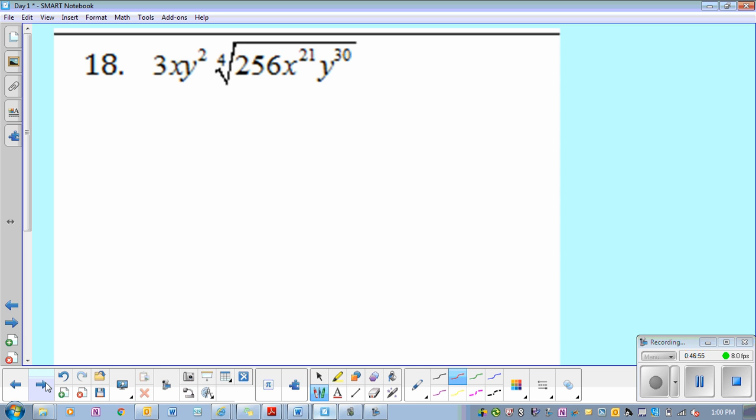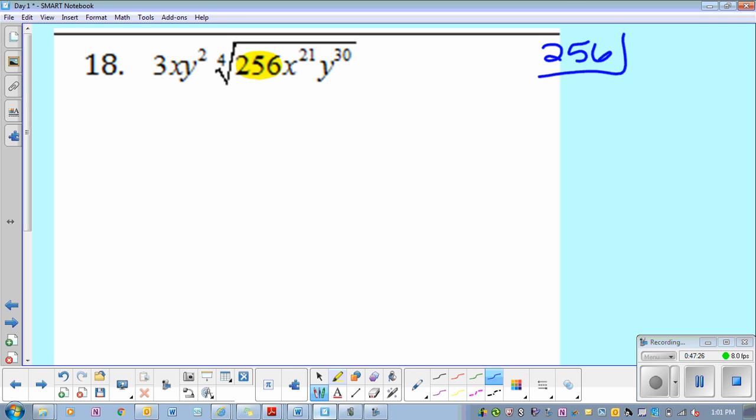All right, so let's look at this one. What do you do if you already have stuff on the outside? We'll just leave it for now. Anything else that you bring out, you're going to multiply with it. So 3xy squared, I'm going to leave it for now, and I'm going to look at my 4th root. So 256. 4th root of 256 is what? Break it down.